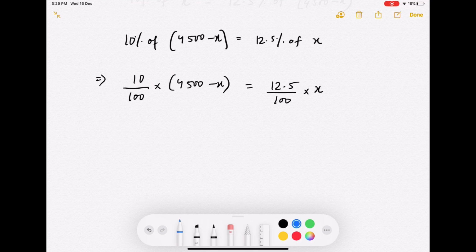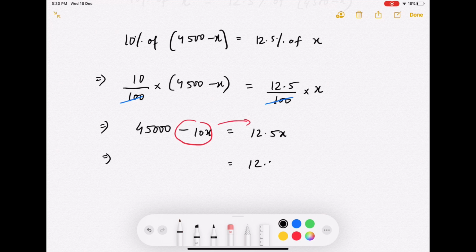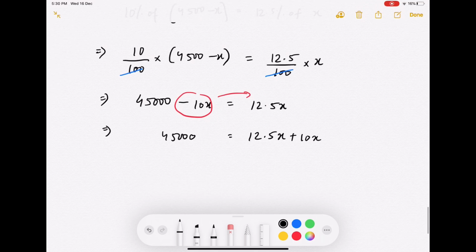And if you see, the denominator 100 is there in both the sides. So if we multiply both sides with 100, that denominator 100 gets eliminated. So we only have 10 multiplied by 4500 minus x. I can go ahead and open the brackets after multiplying. So 4500 into 10 is 45,000 minus 10x. That should be equal to 12.5x. And if I move minus 10x to the other side, I will get 12.5x plus 10x. And on this side, 45,000.